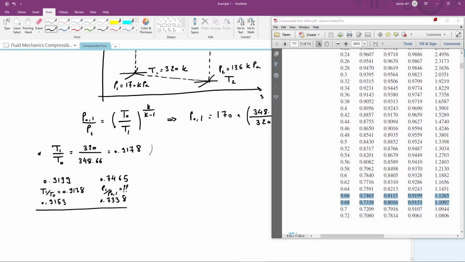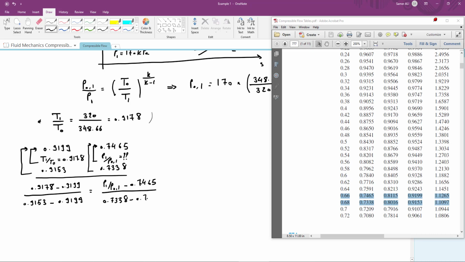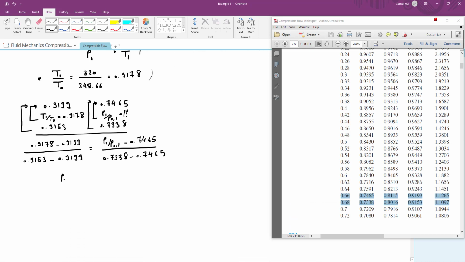To do this linear interpolation, I will teach you a very fast way. Simply you subtract the second row and the first row, and you divide by the subtraction between the third and the first. So the second, 0.9178, minus the first, 0.9199, divided by the third, 0.9153, minus the first, 0.9199. And this will be equal also on the pressure: the second minus the first, divided by the third minus the first. So 0.7465 divided by 0.7338 minus 0.7465. You calculate now P1 over P01, which will be equal to 0.7407.